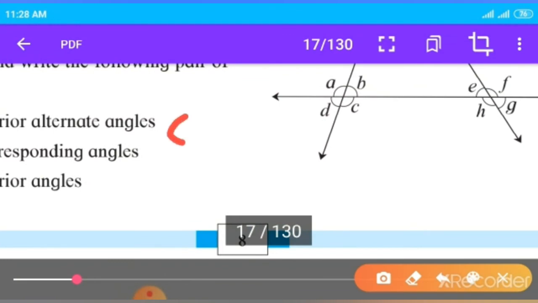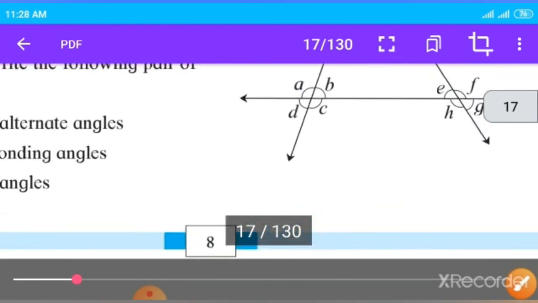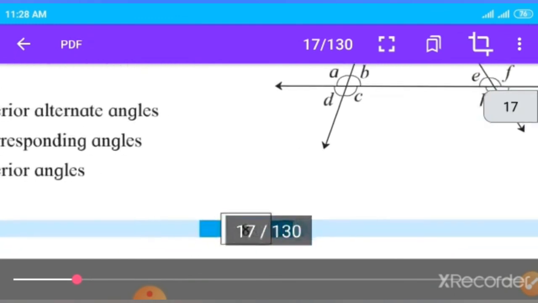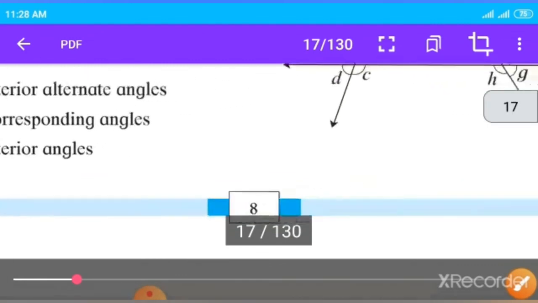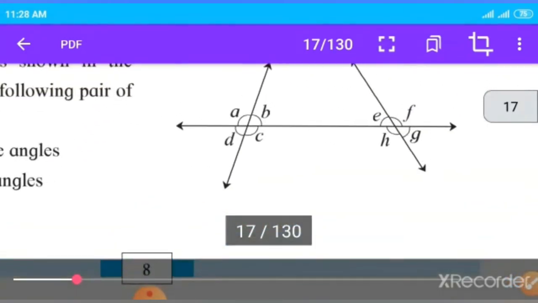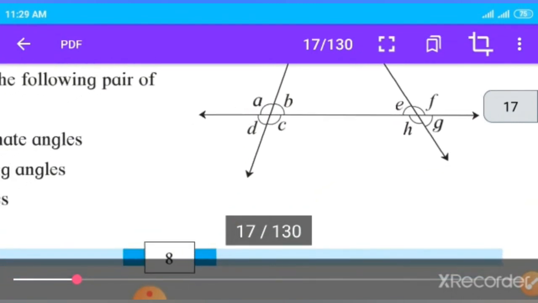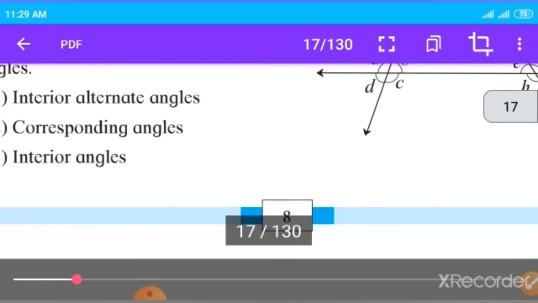We can write C and E are interior alternate or corresponding angles. A or D, E or H. Interior angles: C or G.